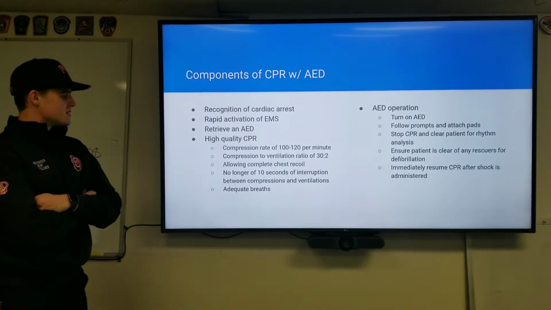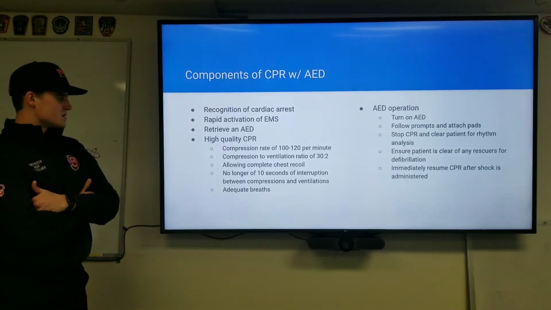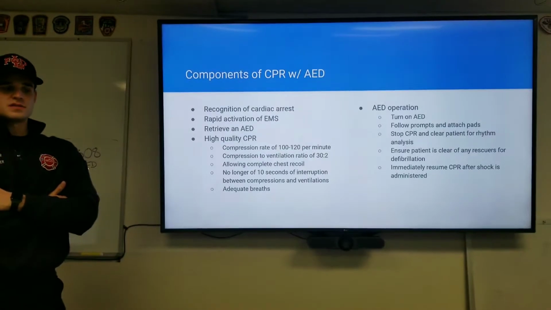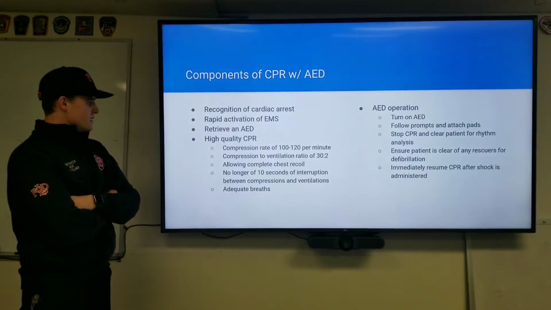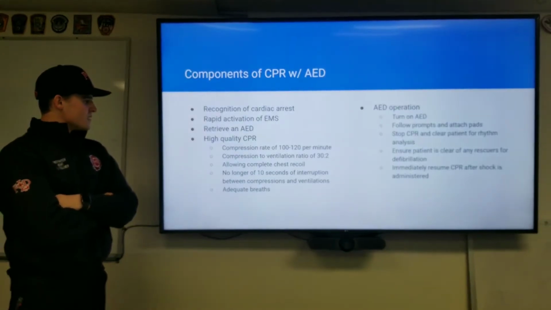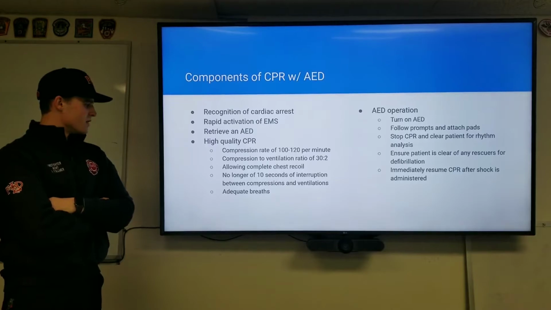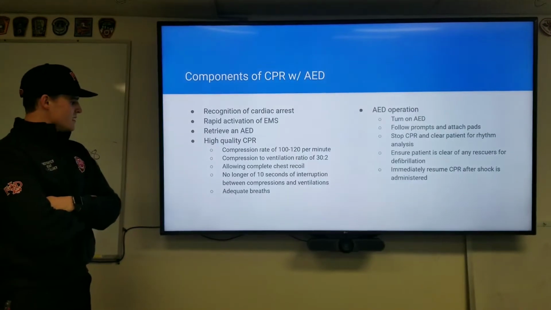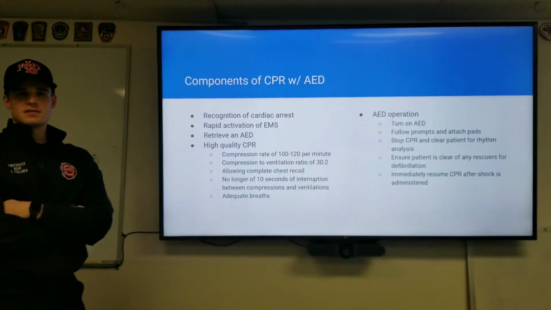This includes going at a compression rate of 100 to 120 compressions per minute. You're going to do a compression and ventilation ratio of 30 to 2 if available. If you have a mask, be able to give ventilations. If not, then you're just going to give continuous compressions. You're going to allow complete chest recoil, and have no longer than 10 seconds of interruption between compressions and ventilations. And with each ventilation, make sure you're giving adequate breaths by watching chest rise and fall.